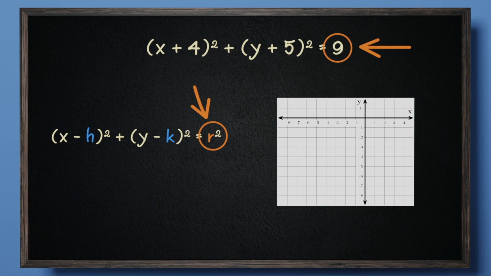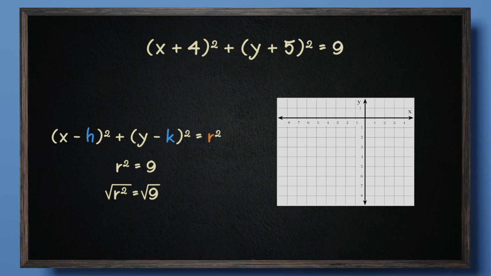If 9 is currently in the position belonging to r squared, then we must solve for r like this to determine the radius. To cancel the square above r, we must take the square root of both sides of the equal sign. The square root of r squared is r, and the square root of 9 is 3. Our radius is equal to 3.